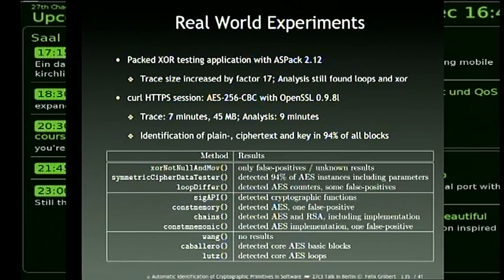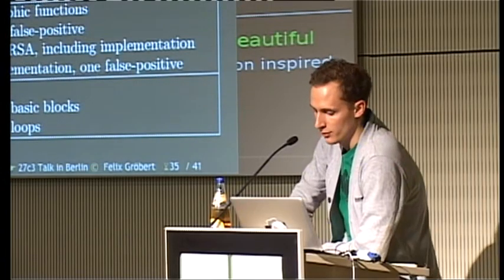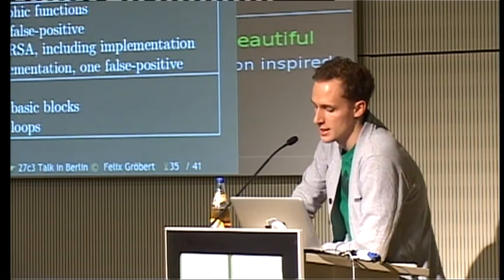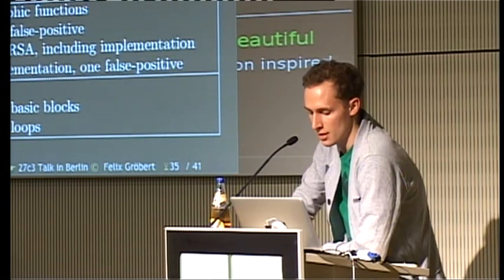We also tested the curl command line tool to initiate an HTTPS session with a pre-configured AES-256. And OpenSSL, of course, curl uses OpenSSL. This trace took 7 minutes and 45 megabytes, and the analysis found the plaintext, key, and ciphertext of 94% of all SSL blocks.